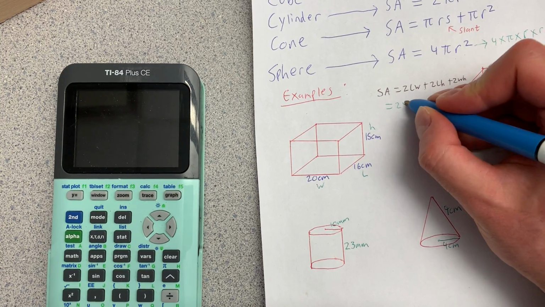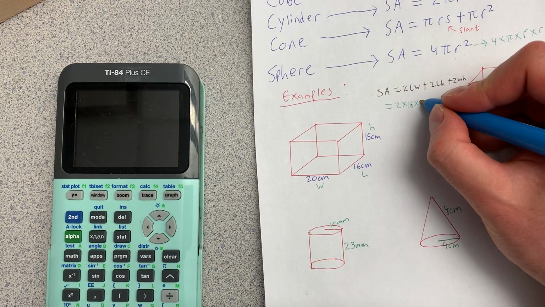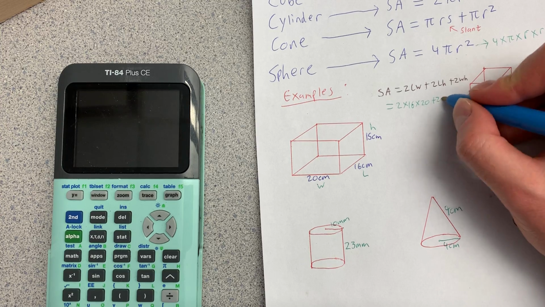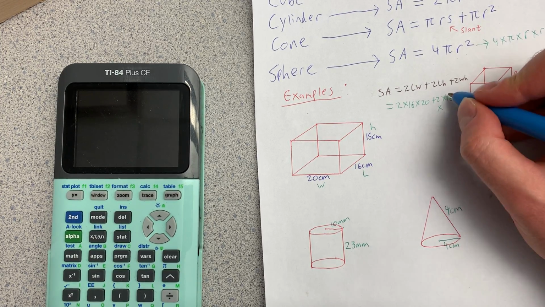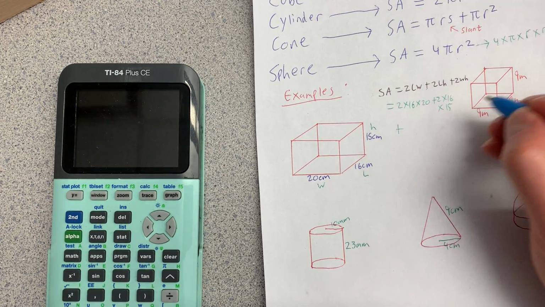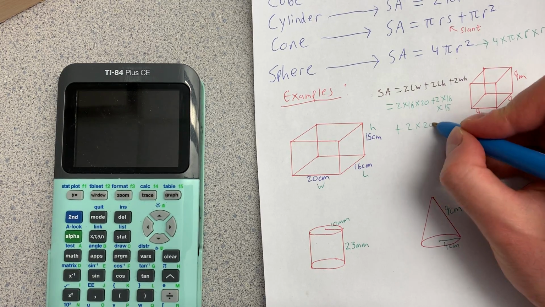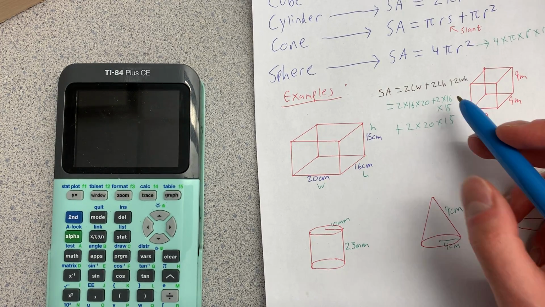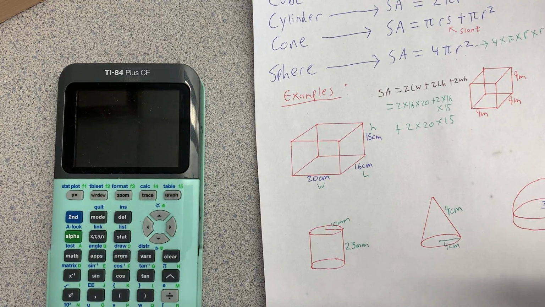So 2 times our length, which is 16, our width, which is 20, plus, I'm not going to have enough room here, 2 times our length, which is 16, times our height, which is 15, and sorry, I have to move everything over here now, 2 times our width, which is 20, times our height, which is 15, okay? Sorry, this is a big mess here. I'm going to just multiply these things together, and then I'm going to add at the very end.